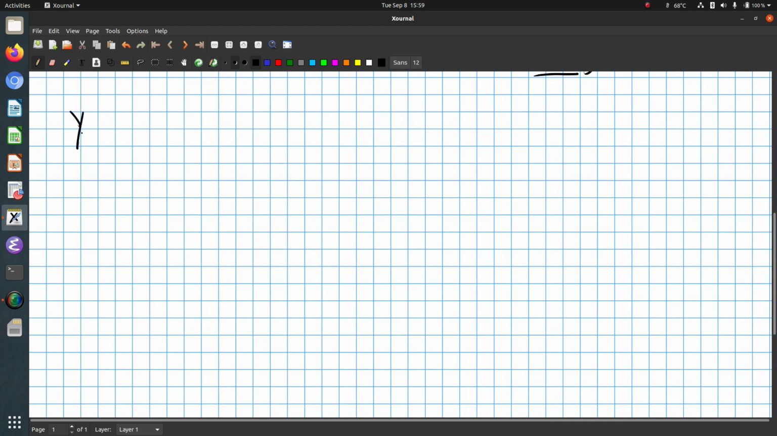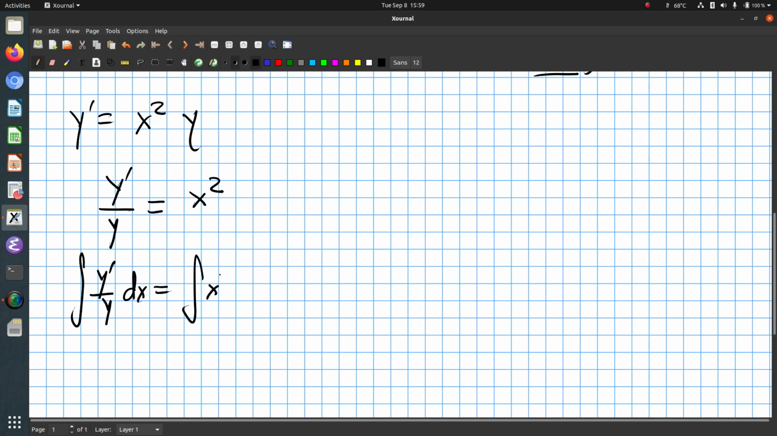Let me give you an example. Okay, this is a differential equation. I solve it by separation of variables. So move the y over to the other side, integrate both sides with respect to x. The right side's no problem.